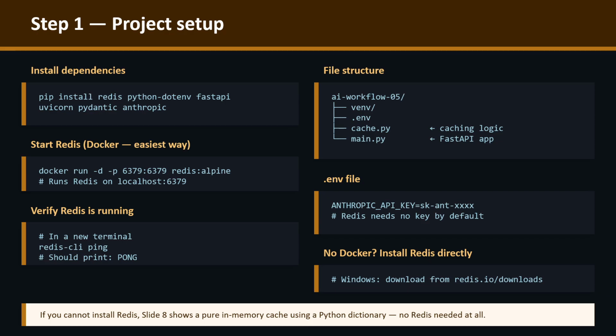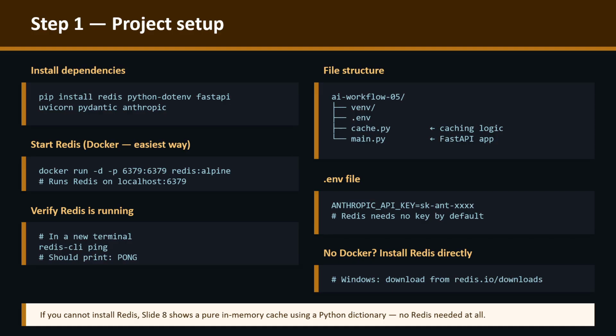Next, project setup. Install the required packages. Redis for the Python Redis client, python-dotenv for loading your API key, FastAPI and Uvicorn for the web server, and Anthropic for the LLM. Start Redis using Docker. Docker is a containerization tool that lets you run software in isolated environments without installing it directly on your machine. The command runs a lightweight Redis container and maps port 6379 on your machine to port 6379 inside the container. Port 6379 is Redis's default port.